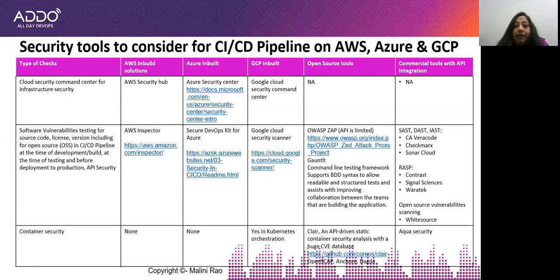And software vulnerabilities testing for source code licensing version, including the open source OSS in the CI/CD pipeline at the time of development, build, and testing. So AWS has Inspector, which is quite good and used quite well within organizations. In Azure, you have Secure DevOps Kit for Azure, which has all these capabilities. In Google Cloud, you have Security Scanner, which can scan the software vulnerabilities. Then OWASP ZAP is an API-based scanner, but I would say it is quite good and used quite well by some of the organizations I've seen. And it integrates well. Currently, it comes for a few languages like Java, Python, Ruby, etc. The link is provided here, and you can download it, start testing it, and plug it into your CI/CD and do the scanning.